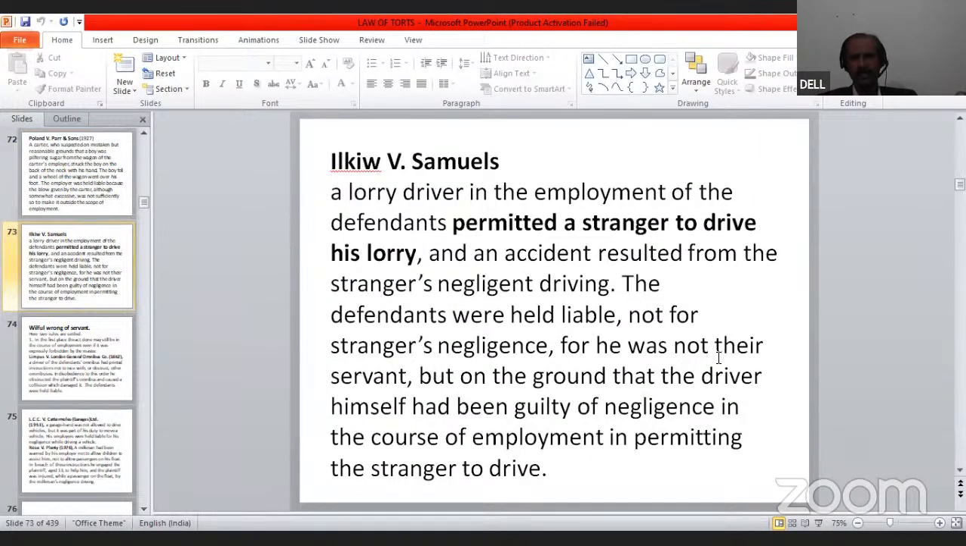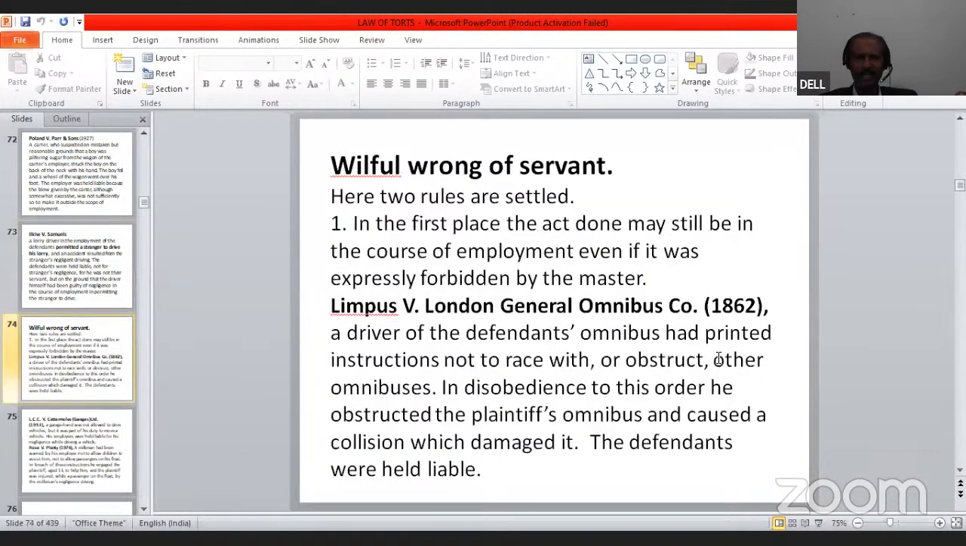Limpus, Ilkey versus Samuel, permitted a stranger to drive his lorry. When the servant is driving the vehicle, any vehicle for that matter, he is not supposed to allow strangers to travel or even to allow them to drive the master's vehicle. Because of that it was negligent.